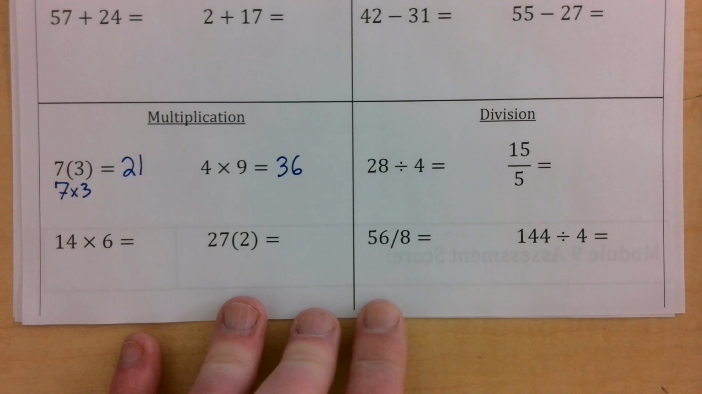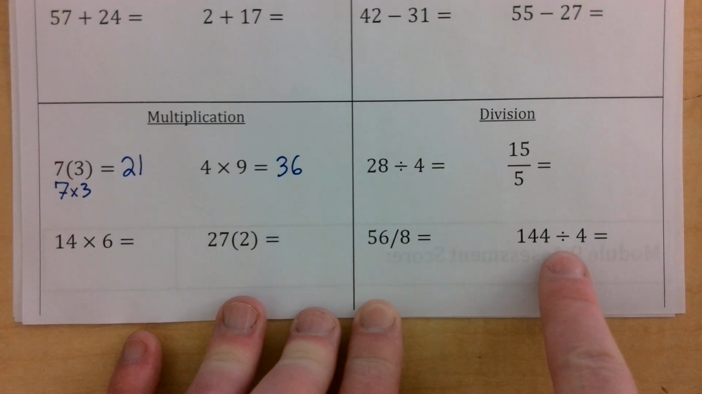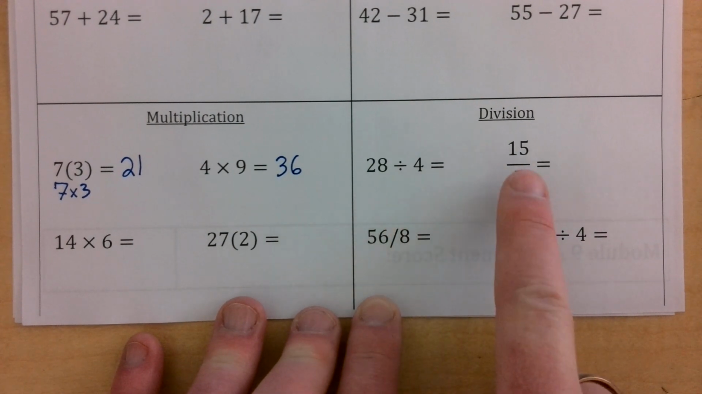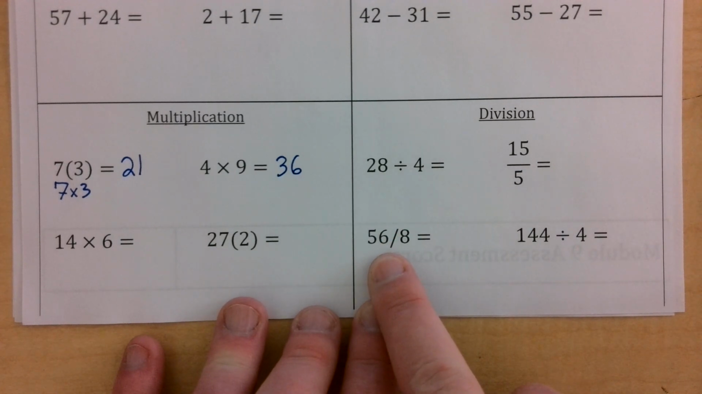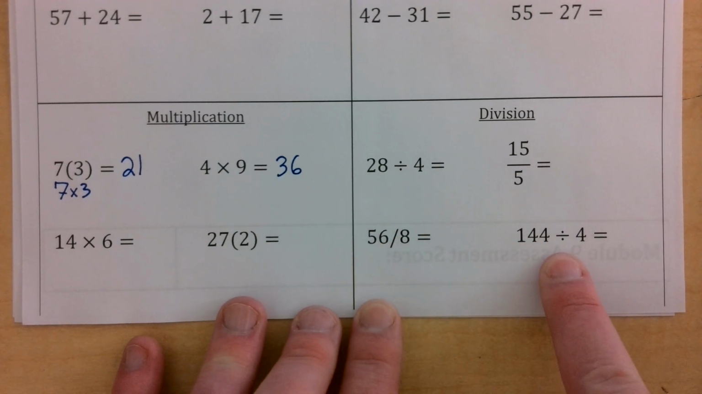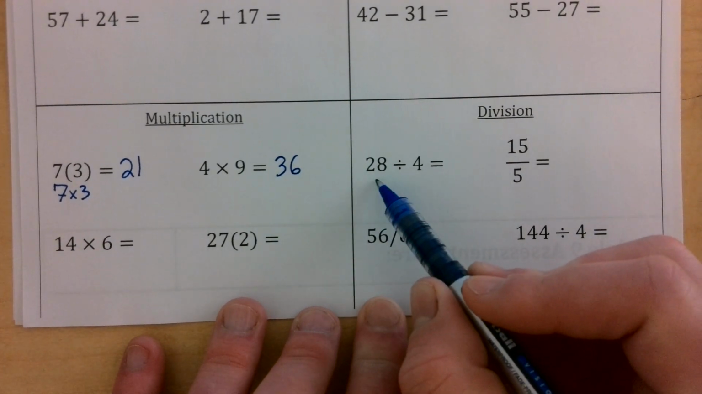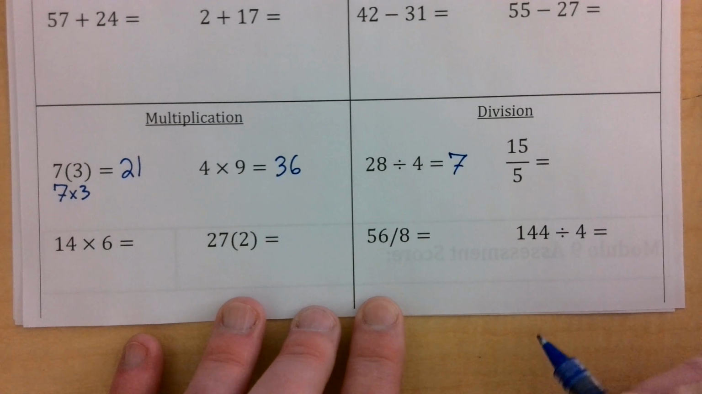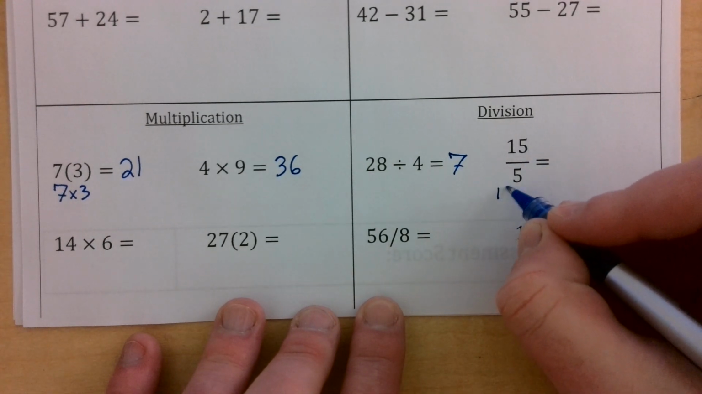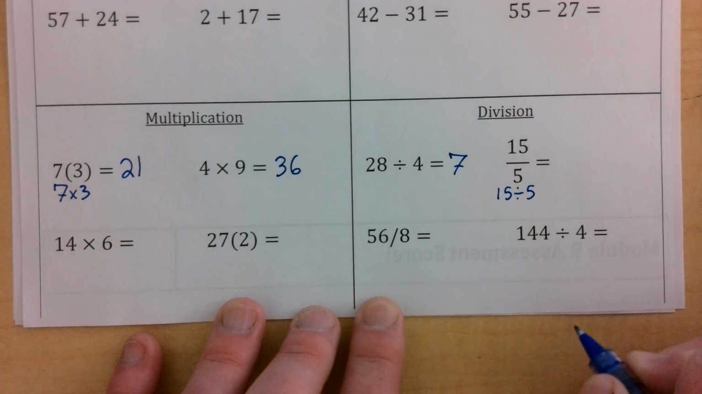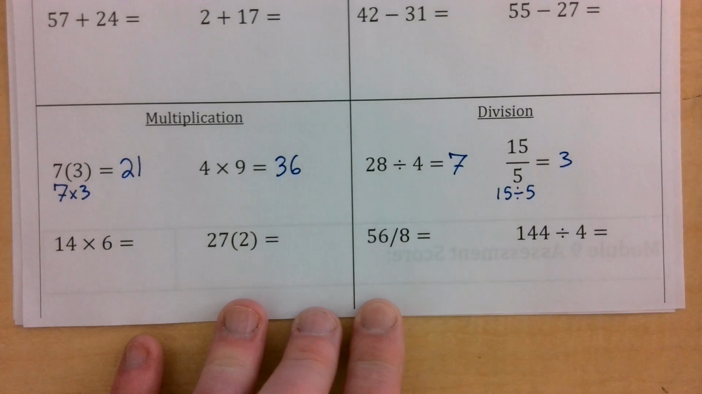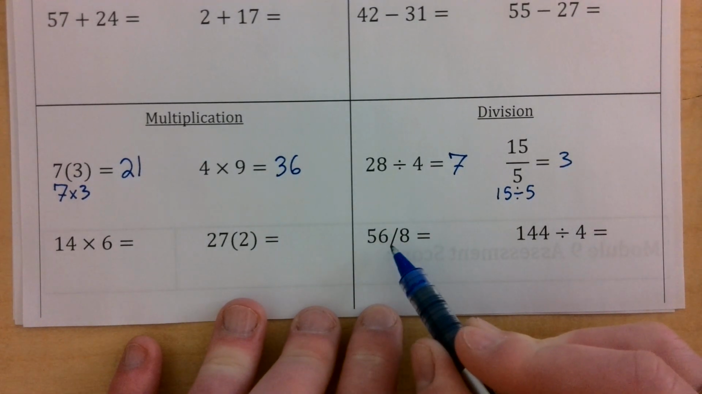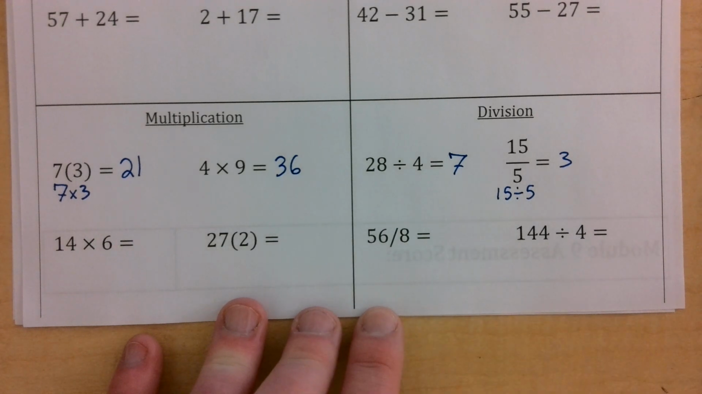Lastly, we have division. Again, different symbols. We have our division sign, we have a fraction, we have a tilted fraction, and then we have a division sign. 28 divided by 4 is going to give us 7. This is 15 divided by 5, which is going to give us 3. This is 56 divided by 8. Go ahead and do that in your calculator and finish out these problems. Let me know if you have any questions.